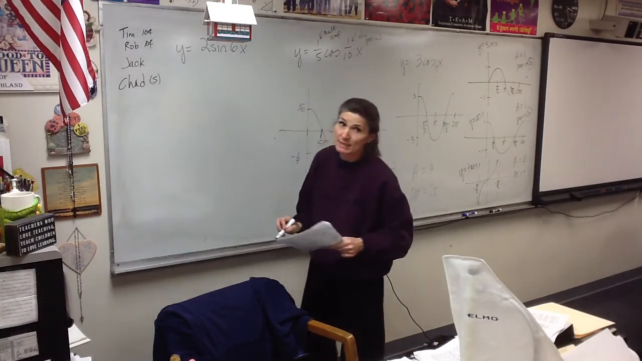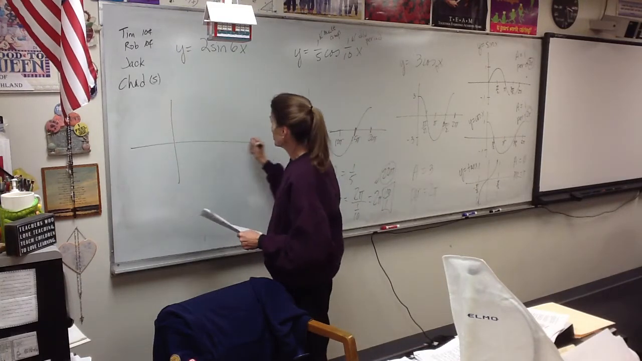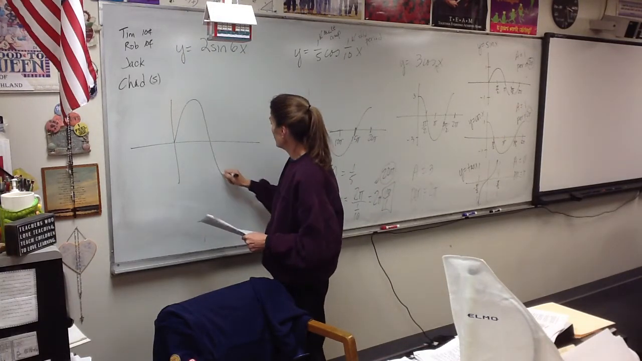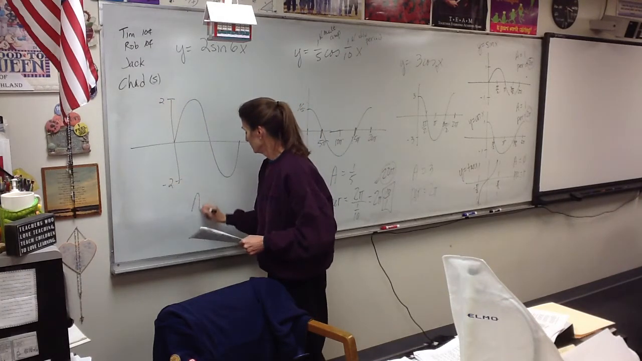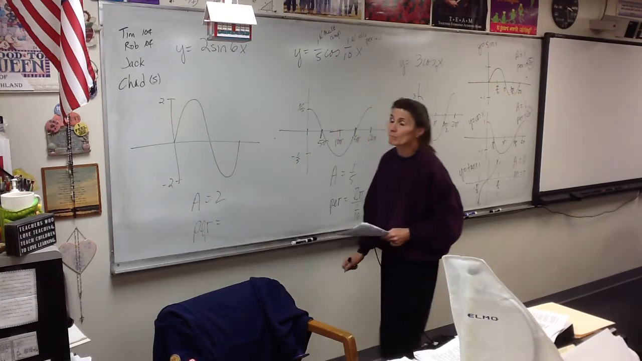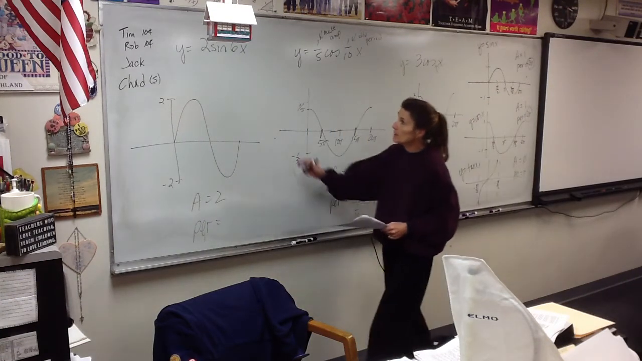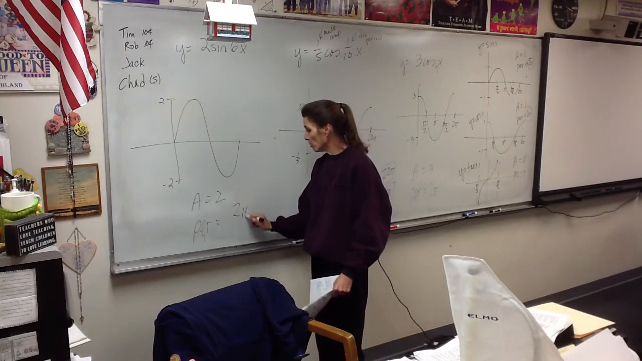We got 2 numbers in here again. That means we're going to change our amplitude. It's a sine curve. Our amplitude is 2. And we're going to change our period because we put a number in there. So what's our period? Well, it should be 2 pi.